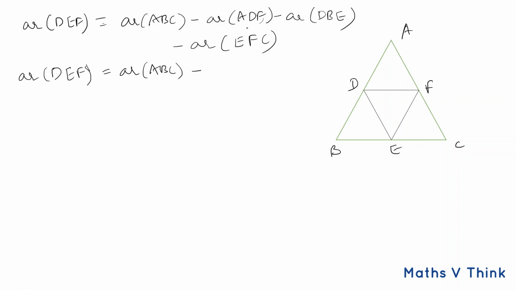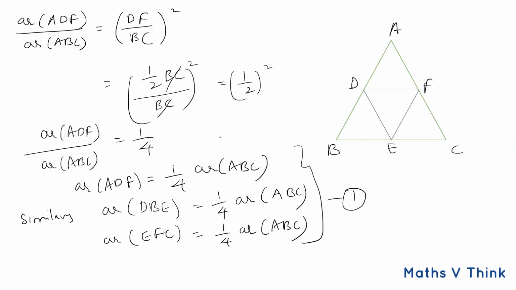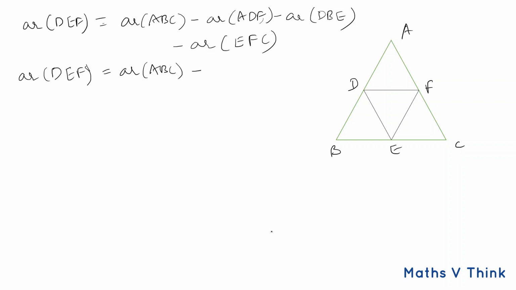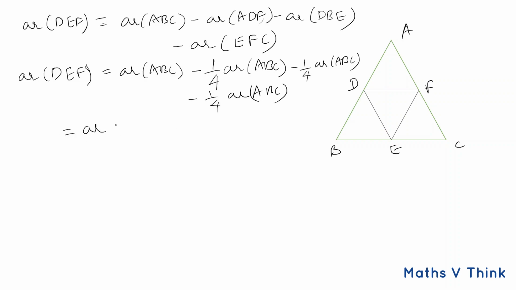So in place of area of ADF, it is 1 by 4 of area of ABC. Even DBE is 1 by 4 of area of ABC. EFC is 1 by 4 of ABC. 1 by 4 of area of ABC minus 1 by 4 of area of ABC minus 1 by 4 of area of ABC. Here area of ABC is common. So I'll be taking outside.